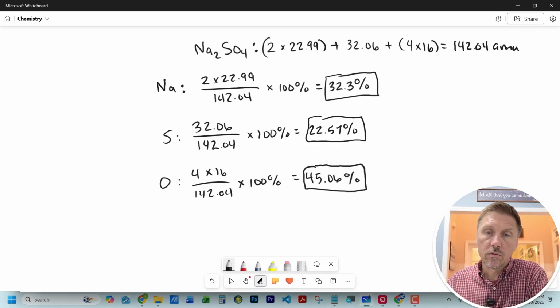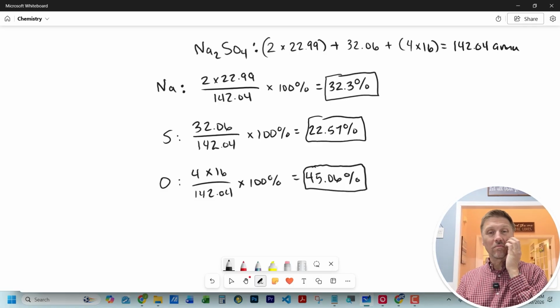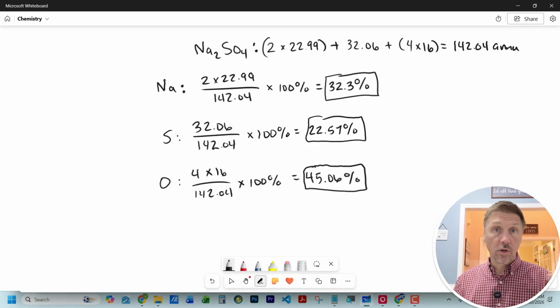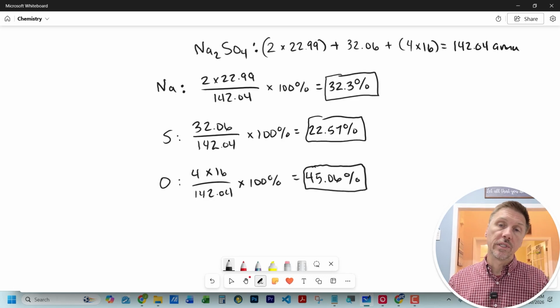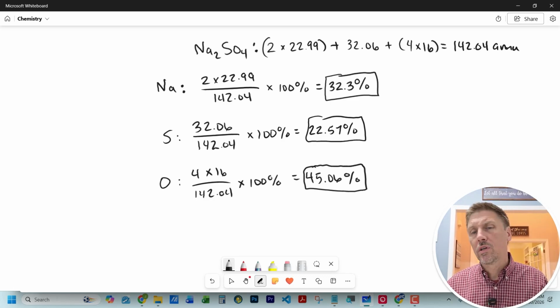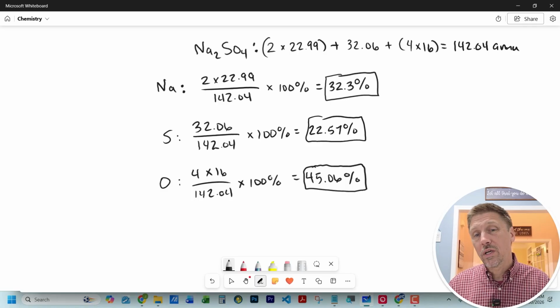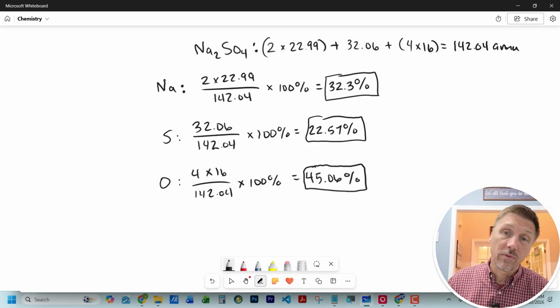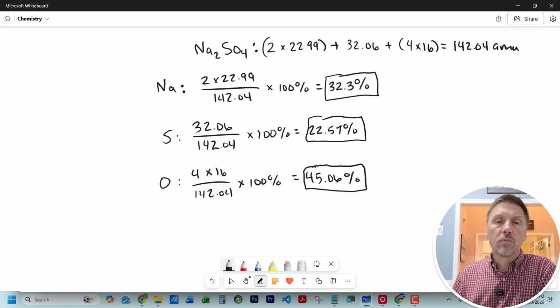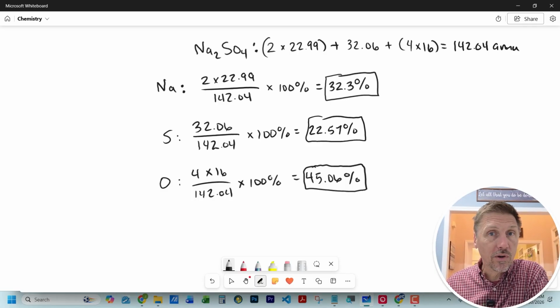Now, we do a rough calculation in our head to make sure that all of these add up to 100%. If they don't all add up to 100%, we did something wrong, right? But 45 plus 22.5, what is that? That's 67.5%, and then add 32.3, that's pretty close to 100%. So as long as we get a number that's close to 100%, we probably did the calculation right. All right, not too bad.